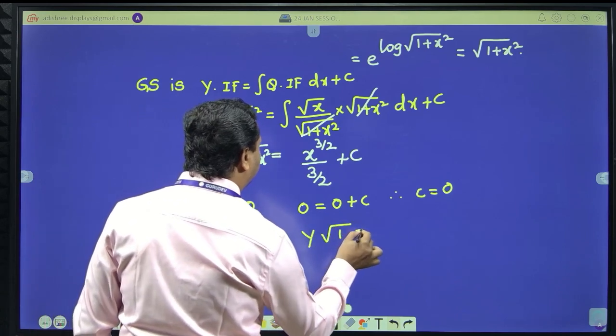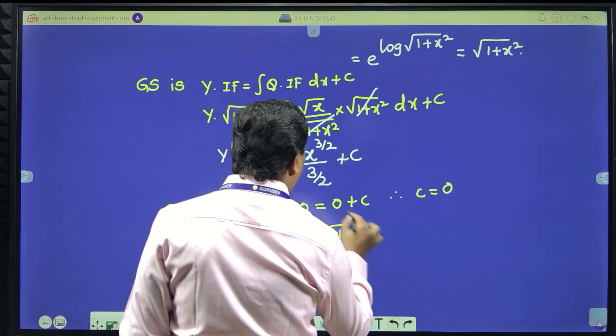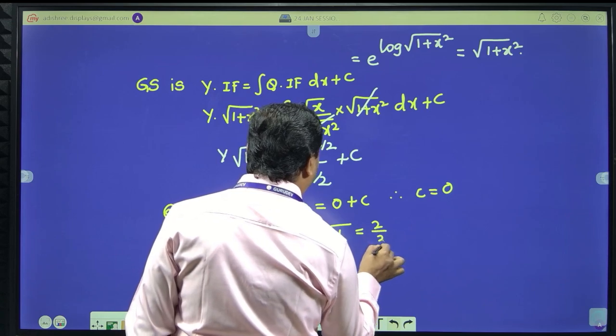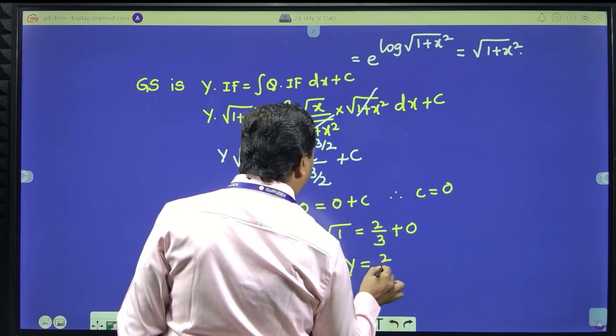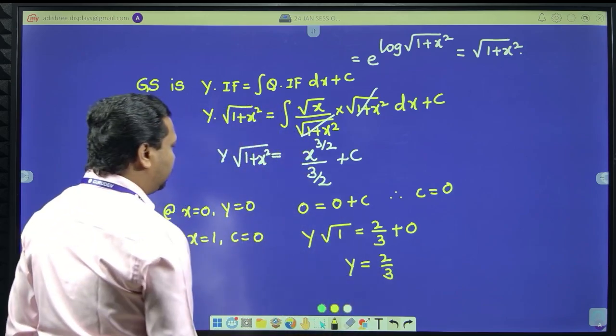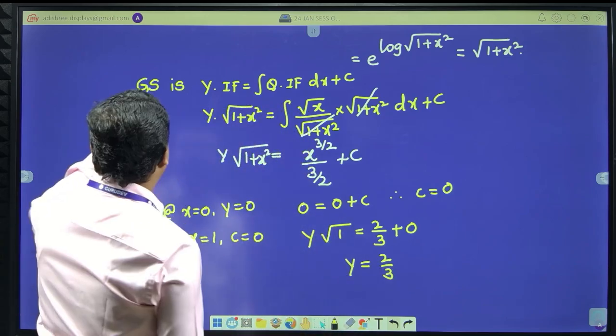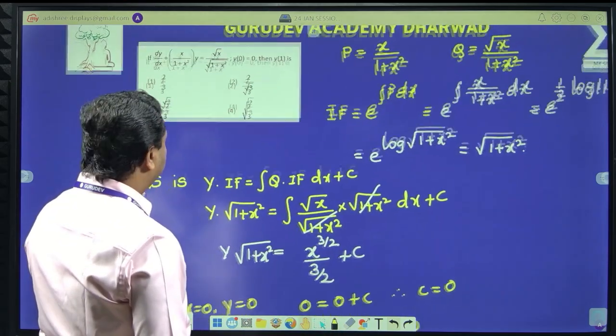Now at x equal to 1, c is equal to 0, y into square root of 2 should be equal to 1 divided by 3 by 2, which is nothing but 2 by 3, plus 0. So is it y is equal to 2 by 3? Y is equal to 2 by 3. Done. So I will go with the option.